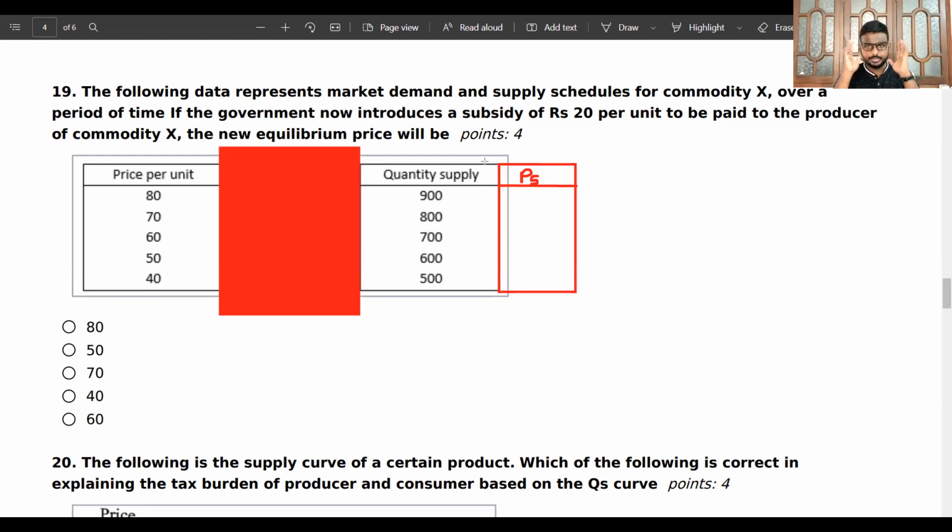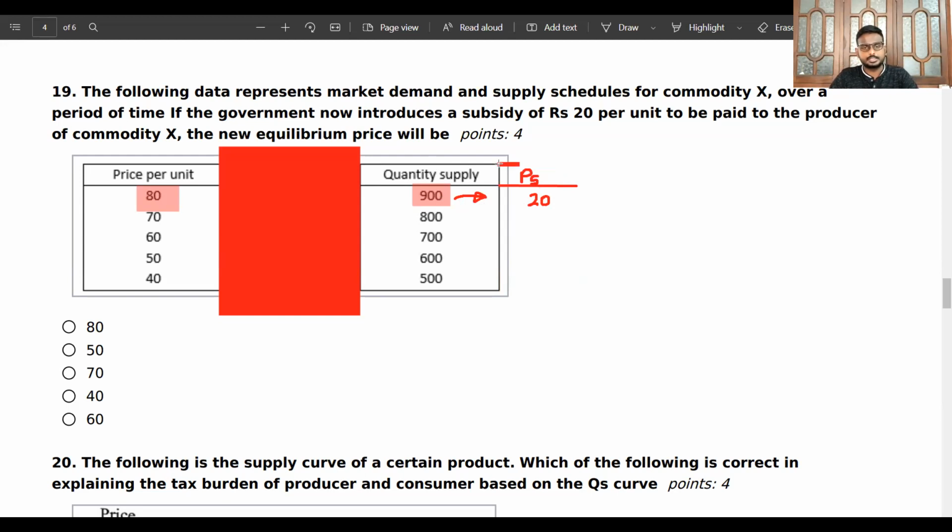Now, take this into your head very clearly. This is the important part. So for the producer to supply 900 units, what's the price the producer wants for himself? 80. Right? The producer wants 80 for himself. This is before subsidy. And according to the question, the government is stepping in and providing 20 rupees subsidy for every unit the producer sells. That means to sell 900 units now, for every unit the producer will automatically get 20 from the government, right?